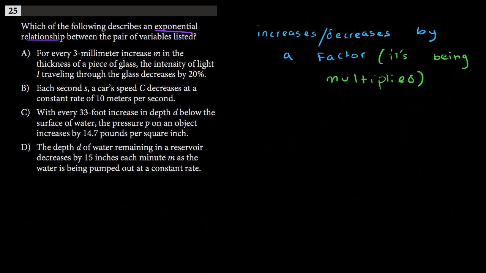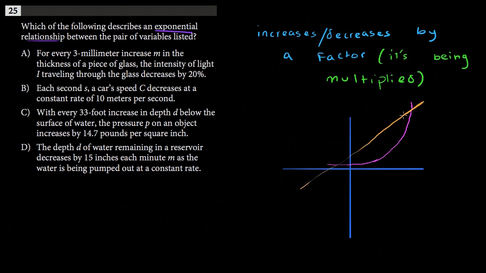And we can also try to visualize an exponential relationship. This should be quite well known. An exponential graph looks something like this, right? It keeps on increasing by a factor, okay? It's not what you would notice compared to a linear equation. It's not constant, okay? So that's something else to keep in mind.